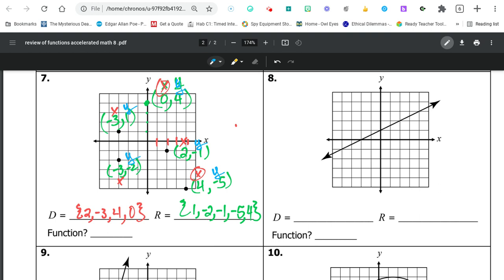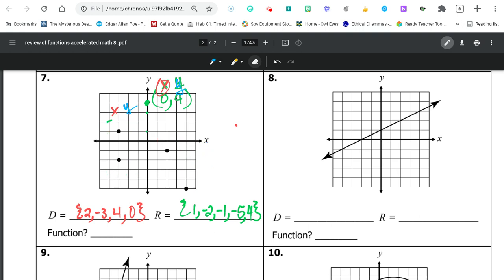Now, is it a function? Let me get rid of all this mess. To determine whether or not it's a function, let's look at a vertical line test. Okay, drop a vertical line. I'm sure you see it already, because with these discrete points, you can just look at it. Only one point in that line. Drop a vertical line. Only one there. Drop a vertical line. Only one there. Drop a vertical line. And I have 2.